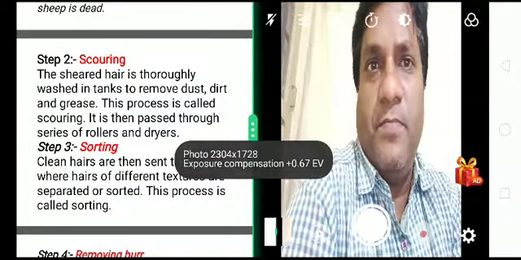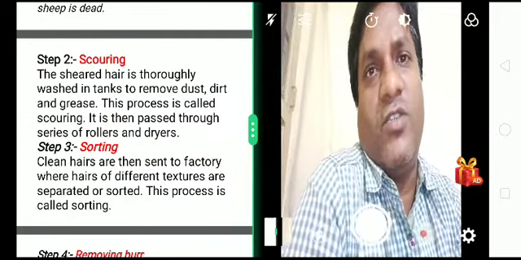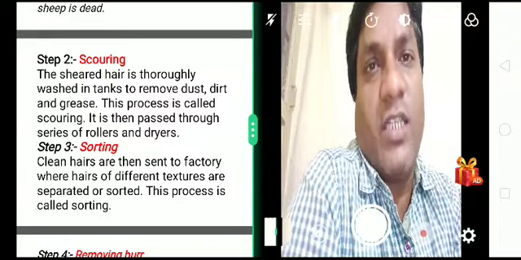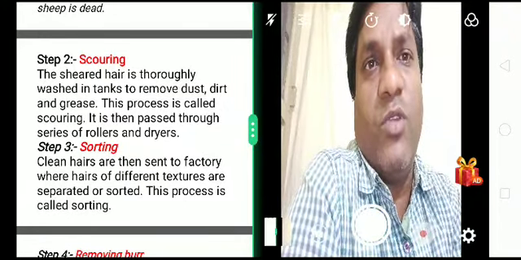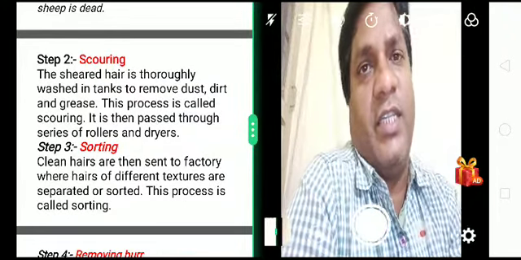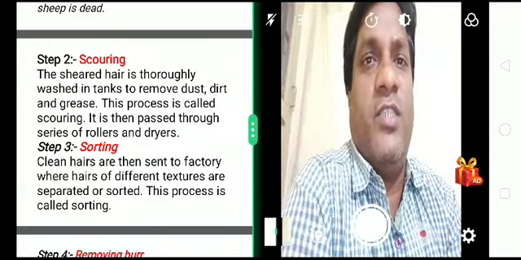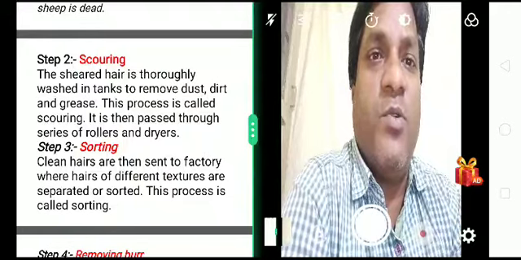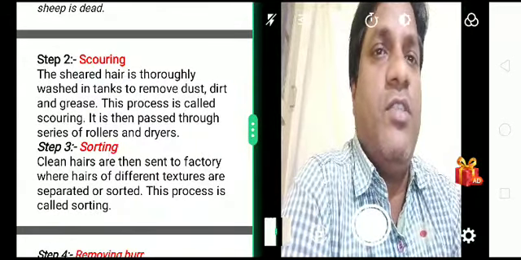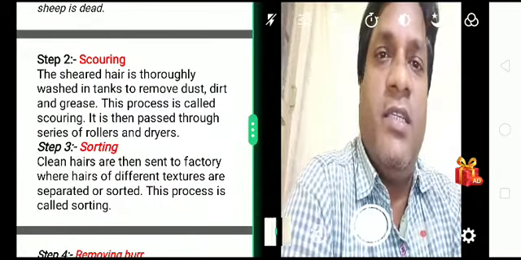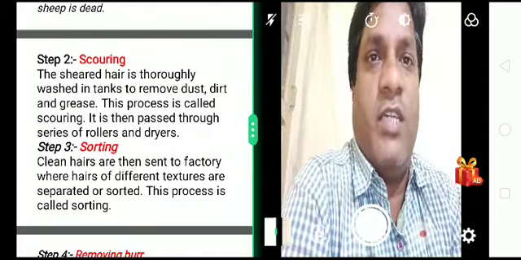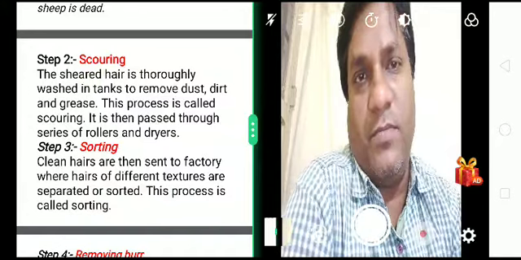After shearing, the second step is scouring. The sheared hair is thoroughly washed in tanks to remove dust, dirt, and grease. It is then passed through a series of rollers and dryers. So this entire process of cleaning and drying and passing through the rollers and dryers is called scouring.